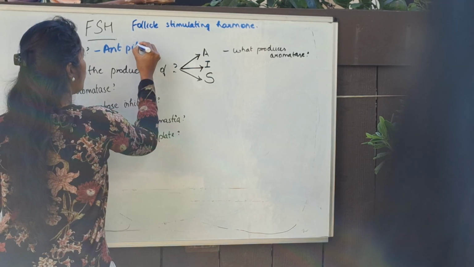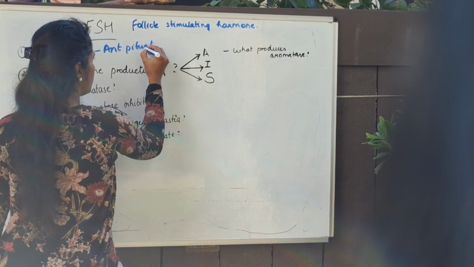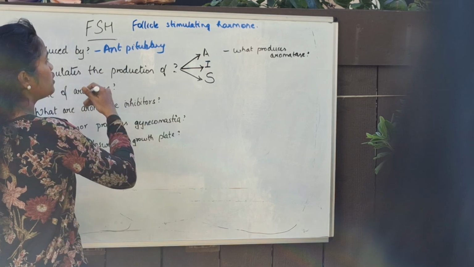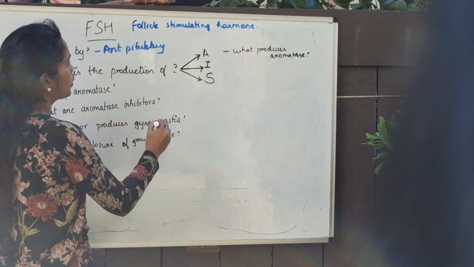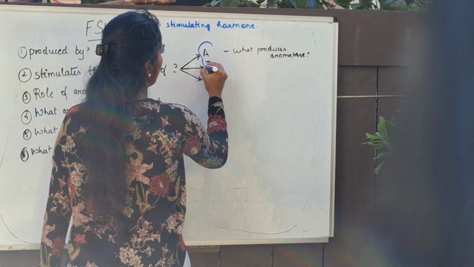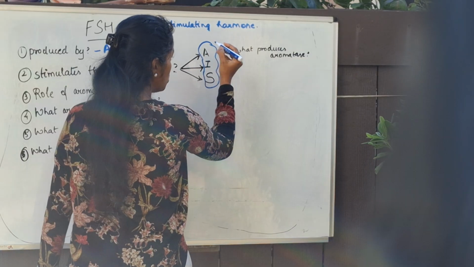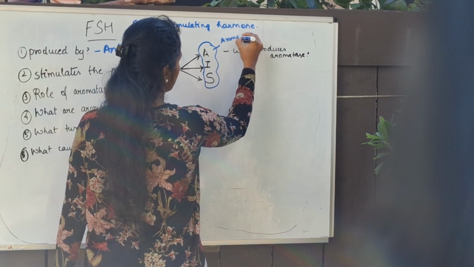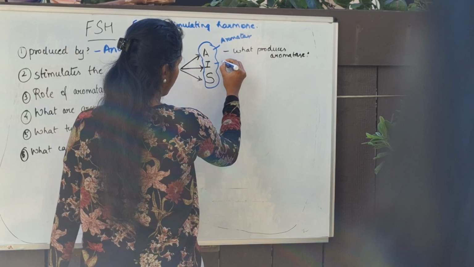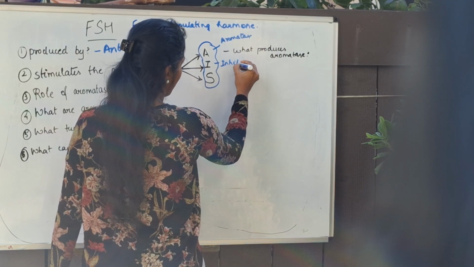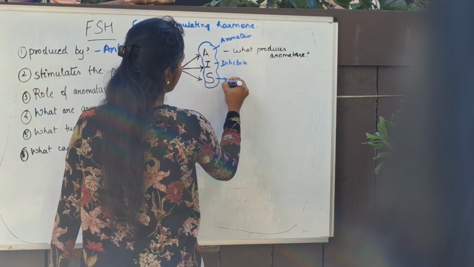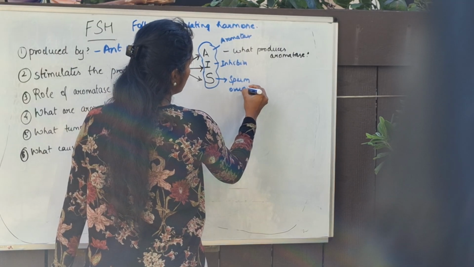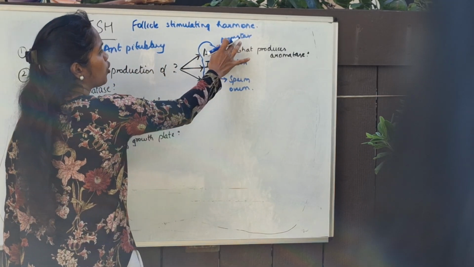What is the role of FSH? What does the FSH do? For that you can remember the mnemonic A, I and S. FSH will stimulate the release of aromatase. FSH will stimulate the release of inhibin, as well as FSH will stimulate sperm production as well as the ovum production.